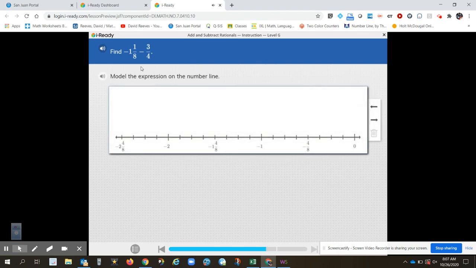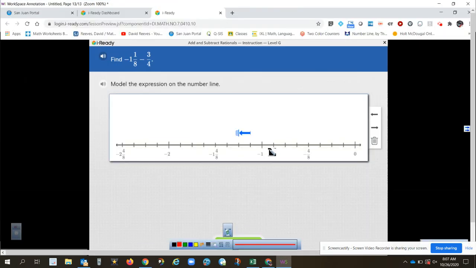Negative 1 and 1/8 minus 3/4. All right. So again, they have divided it up into eighths. Let's take a look. 1, 2, 3, 4, 5, 6, 7, 8. 8 sections, 8 parts to get from 0 to negative 1. They want us at negative 1 and 1/8, and we're subtracting a positive, so we're going to the left. So I'm at negative 1 and 1/8. But they want me to go 3/4 over.